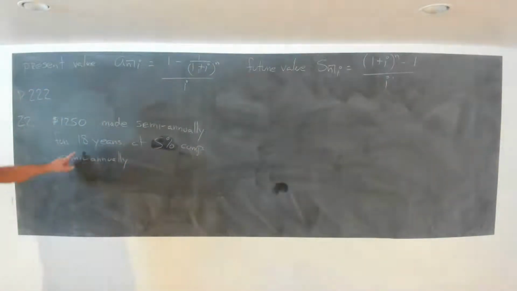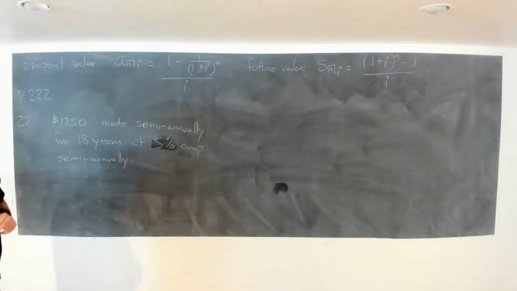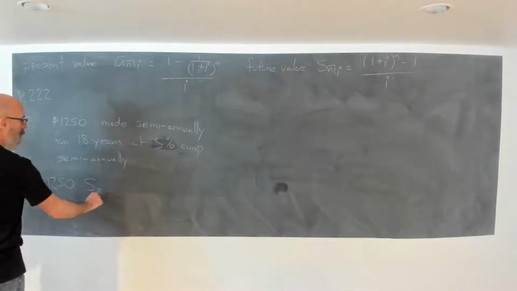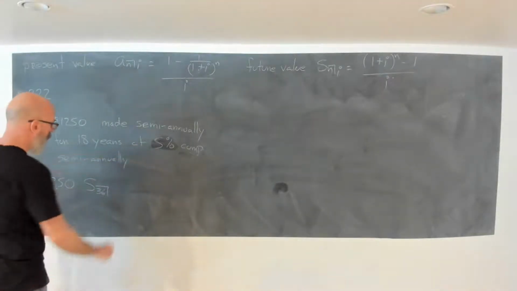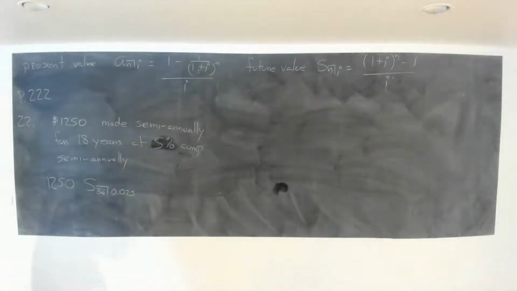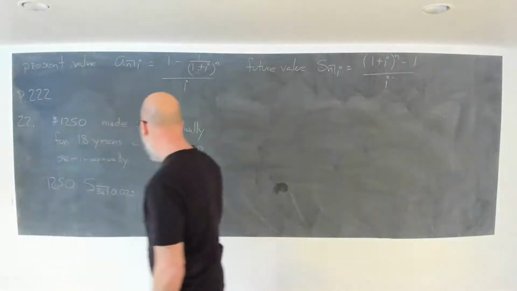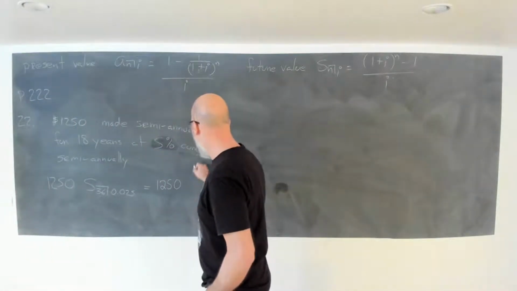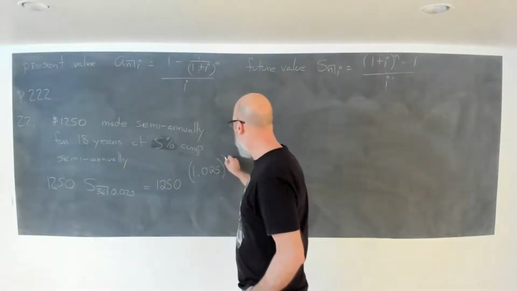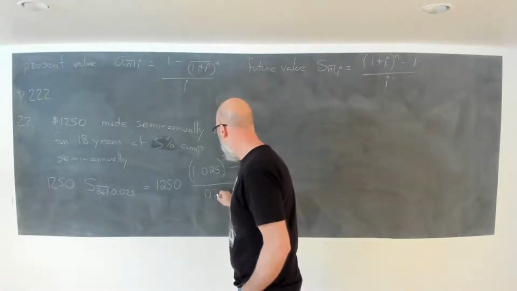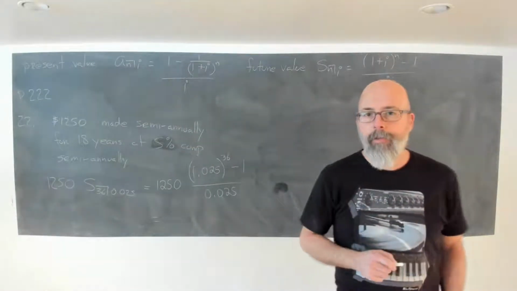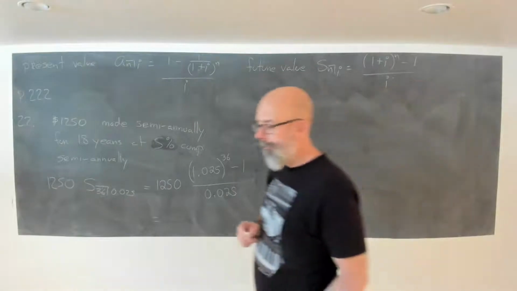18 years or 36 payment periods, right? The accumulated value, $1,250 times S_36 at 2.5% per period. So 1250 times (1.025 to the 36 minus 1) over 0.025. Somebody work that out for us. What do we get?